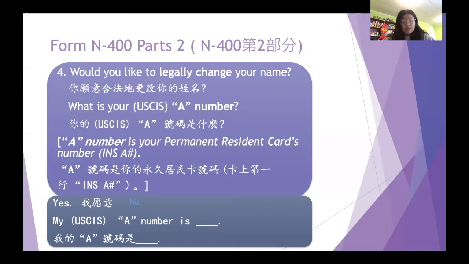好，我们再读一遍。Would you like to legally change your name? 你愿意合法地更改你的姓名？要是愿意就答 yes，我愿意。不愿意就答 no。下一个问题。What is your USCIS A number?